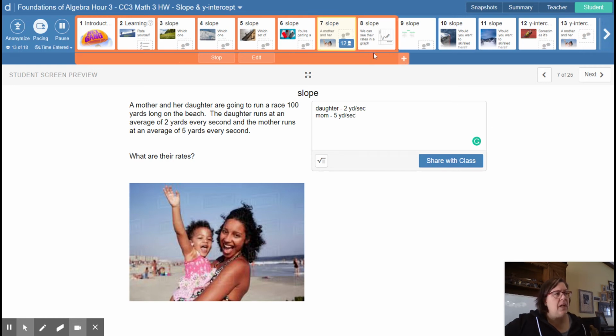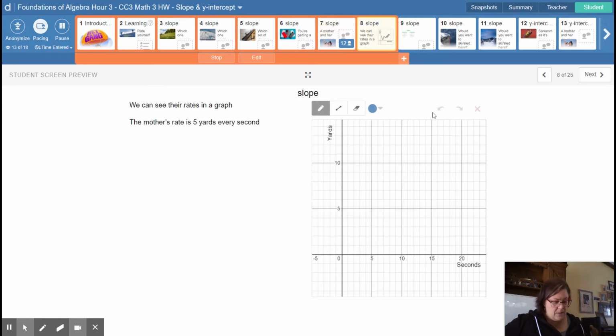Now, if you look at slide 8, we can take what we know about their rate and we can show that actually on a graph. So move up to slide 8, please. And this is the one slide where I'm going to ask you to flip over to the Google Meet so you can see what this is asking. So here's what this is asking. We can take a look at their rates actually in a graph.